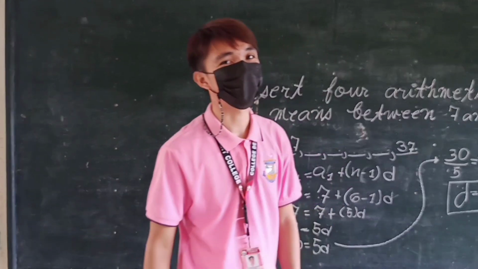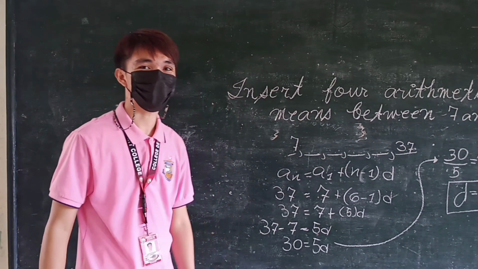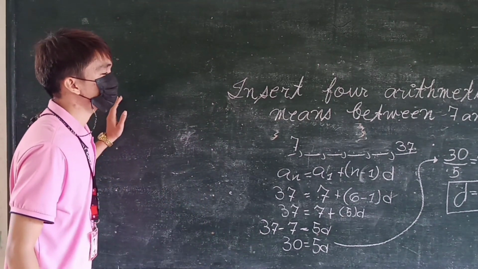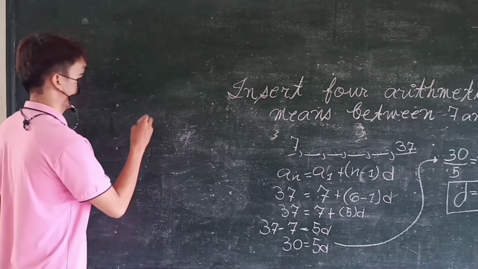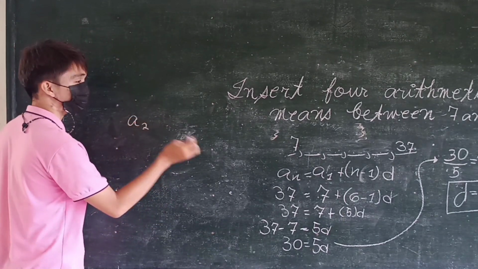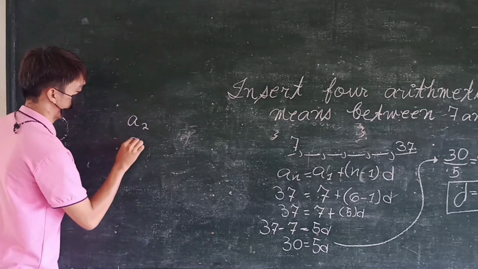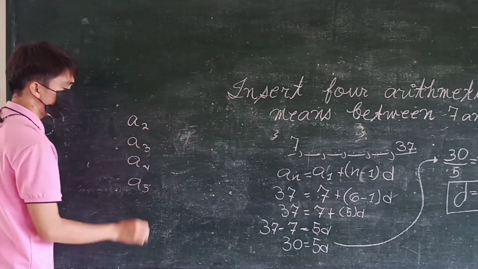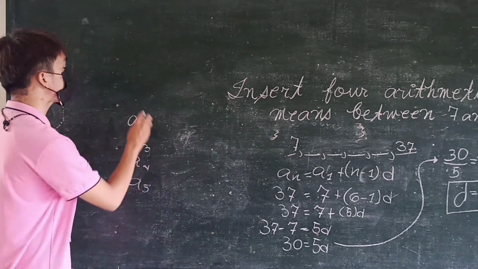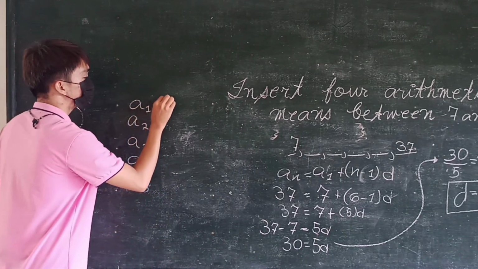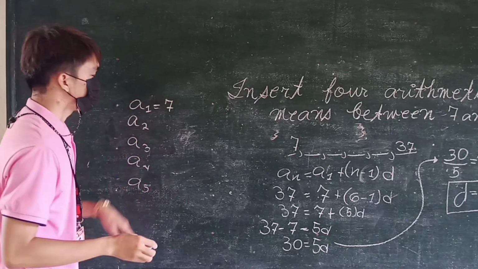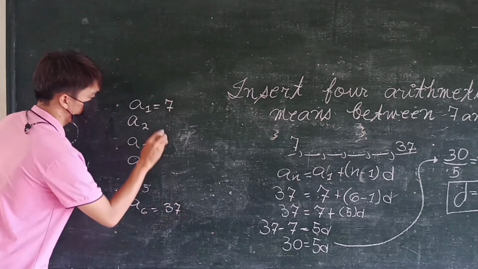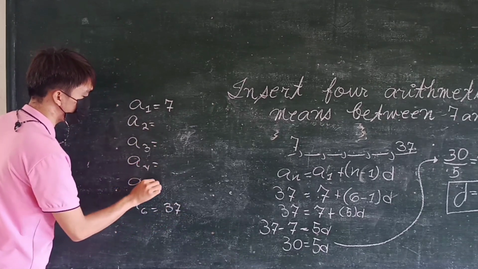Now it's time to look for the arithmetic means. So here we are going to list down the terms that we are looking for. So we have a sub 2, which is the second term, a sub 3, a sub 4, and a sub 5. So these are the terms between the first term, 7, and the sixth term, 37.